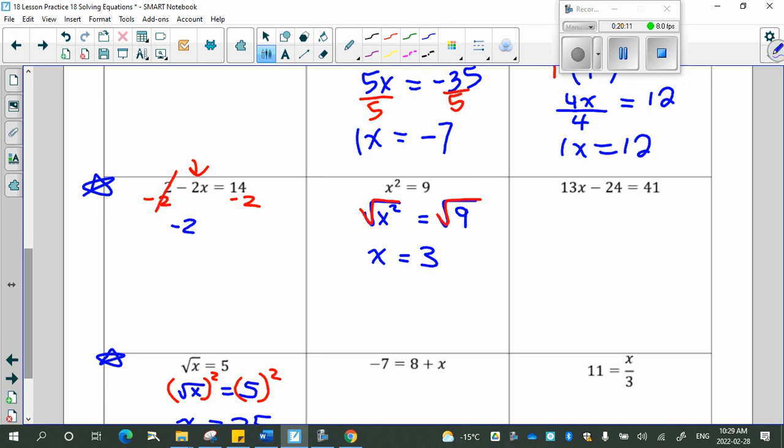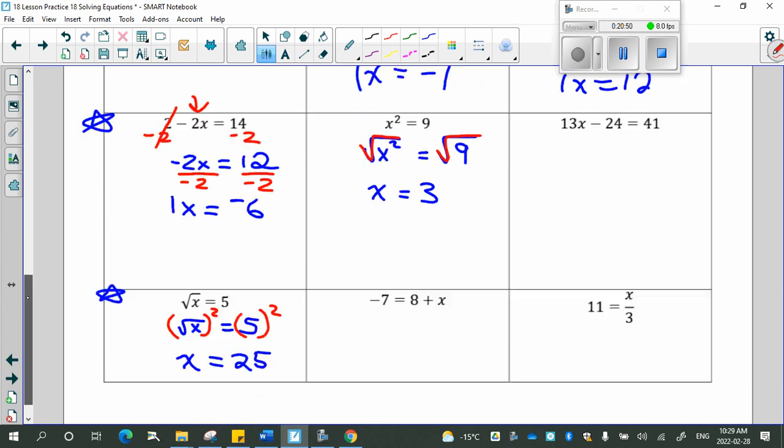Now that sneaky negative is still in front of the 2x, so you can't forget about it. 14 minus 2 is 12. And then I want to make a 1. So what's the negative 2 doing to the x? It's multiplying. So the inverse operation is to divide both sides by negative 2, and you show it with that vertical division bar. And 12 divided by negative 2 is negative 6. And that's the value of 1x or x. 1x and x are the same thing. This one here, I think everyone did really well on, so I don't think I'll take that one up.